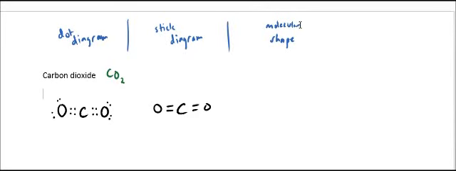This third column is for molecular shape. Molecular shape depends entirely on the repulsion of regions of negative charge. It's a thing called VSEPR in chemistry, but you don't need to know this.